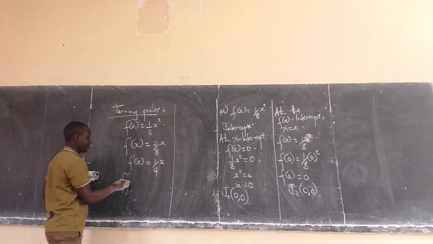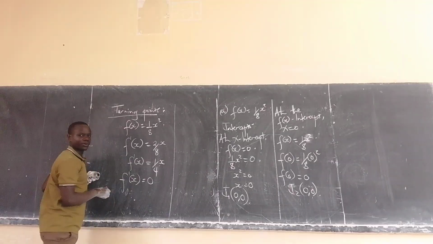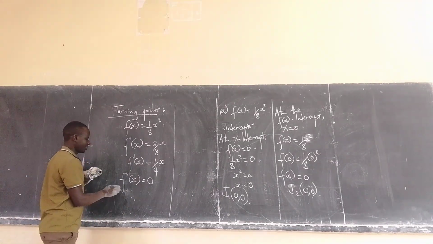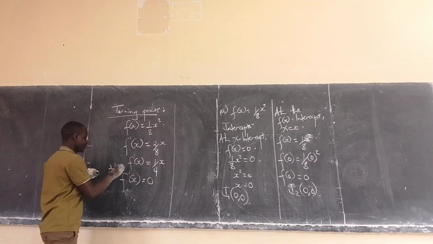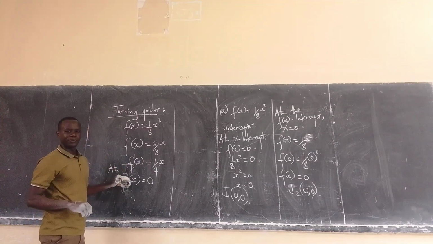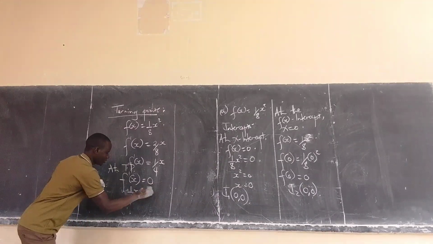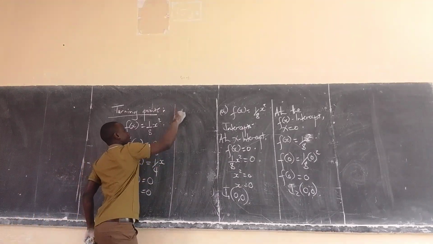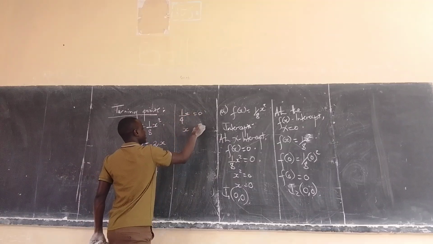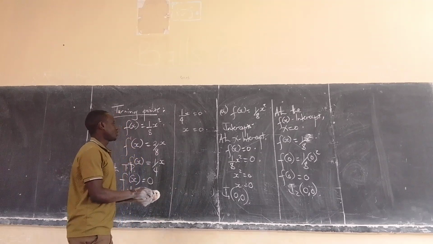So our f prime of x is now equal to 0. And when f prime of x is equal to 0, this is now at the turning point. So at the turning point, f prime of x must be 0, which means a quarter x is 0. And when a quarter x is equal to 0, it means your x is 0. So our x coordinate of the turning point is 0.